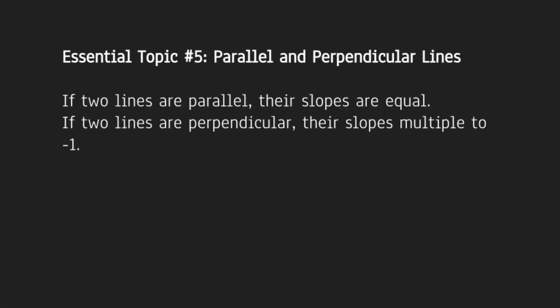The next point is about parallel and perpendicular lines. If two lines are parallel, their slopes are going to be equal. Well, that is unless their y-intercepts are also equal, then they'll be identical lines. If two lines are perpendicular, their slopes multiply to -1, meaning that they are negative reciprocals. So to find the slope of a line perpendicular to another line, we basically take the reciprocal of that slope, then multiply that slope by -1.